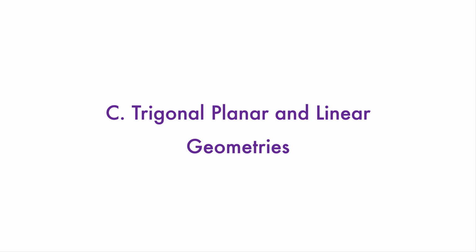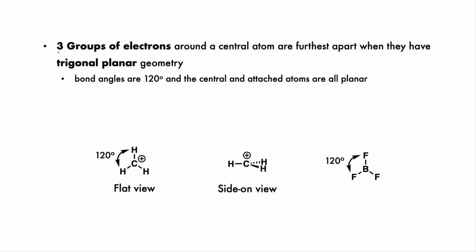Next, let's look at trigonal planar and linear geometries. 3 groups of electrons around a central atom are farthest apart when they are trigonal planar. The bond angles are 120 degrees. The central atom and the 3 groups are planar. Again, this geometry minimizes electron repulsion.